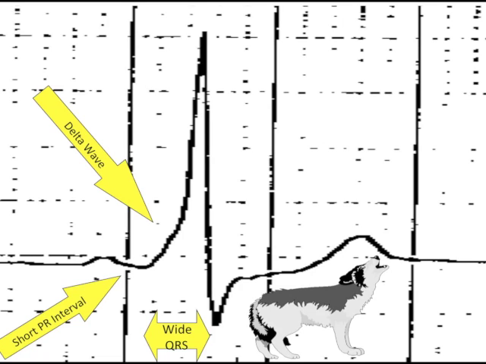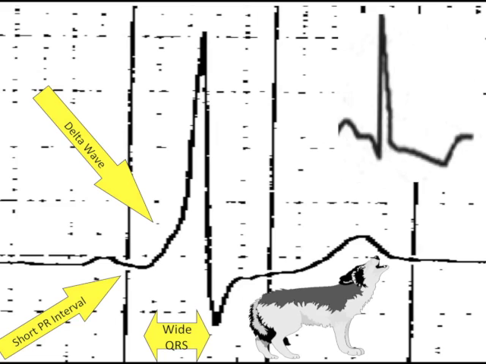Now, if you want to compare and contrast what that delta wave looks like compared to normal, here's a normal QRS with that physiologic Q wave, which represents septal depolarization.